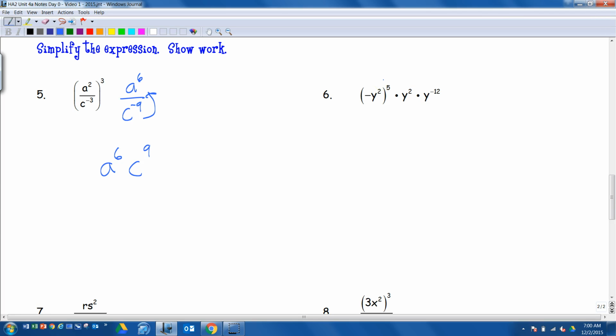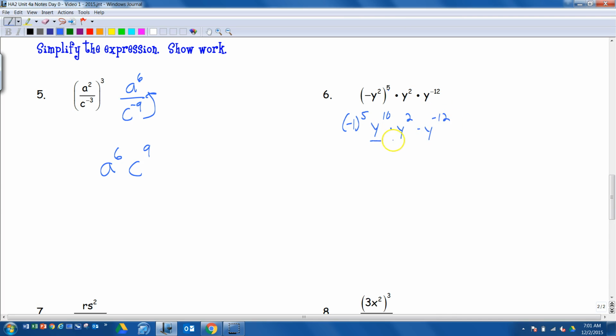This one's a little different. This negative sign is like a negative 1. So what we're really doing here is saying negative 1 to the 5th and y to the 10th. All I did was I distributed the 5. I'm raising that, which won't change anything. It'll still be negative. And then I still have a y squared and a y to the negative 12th.